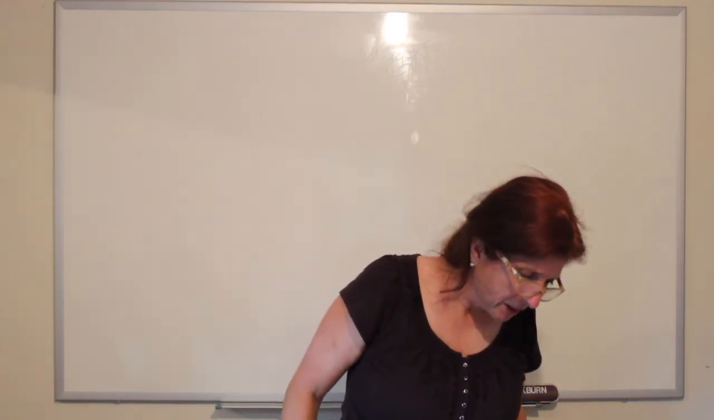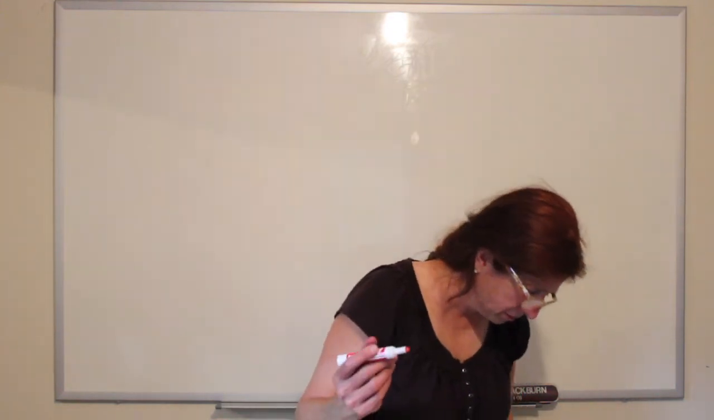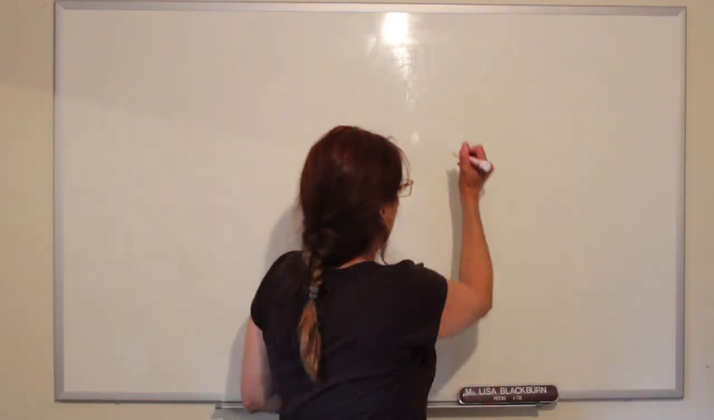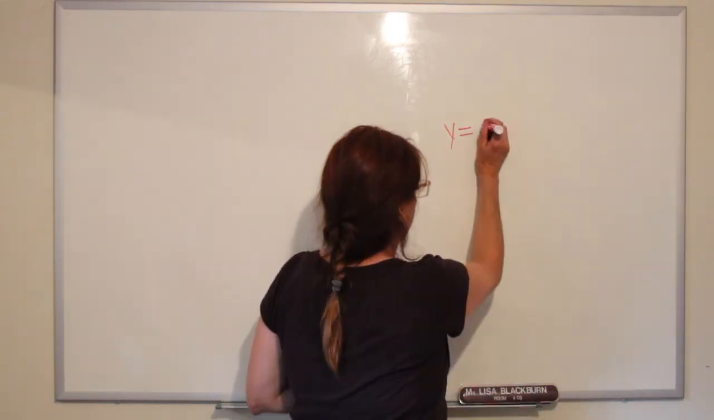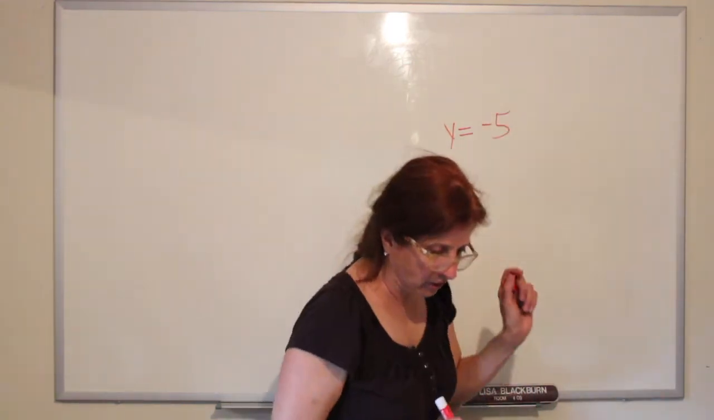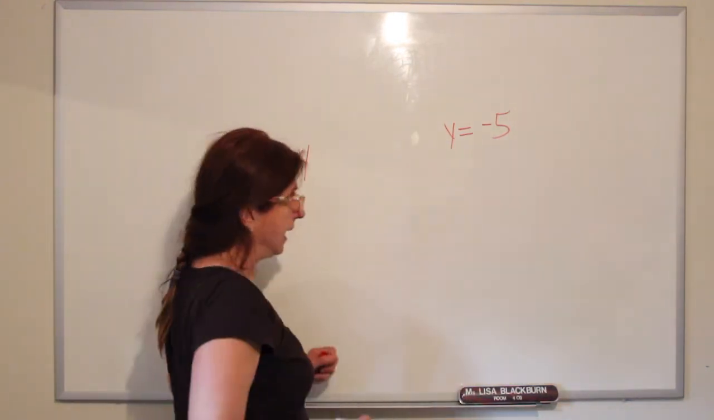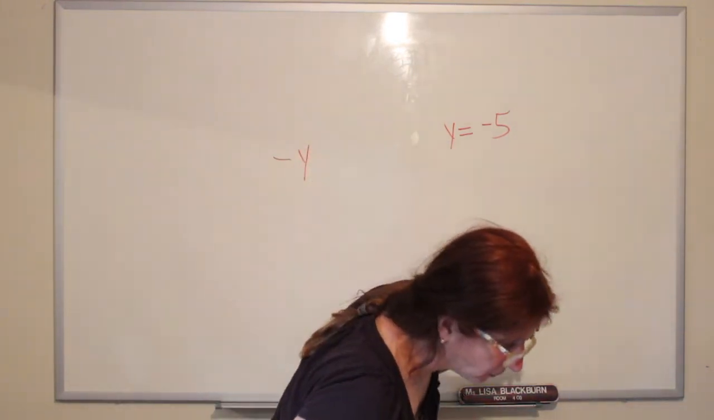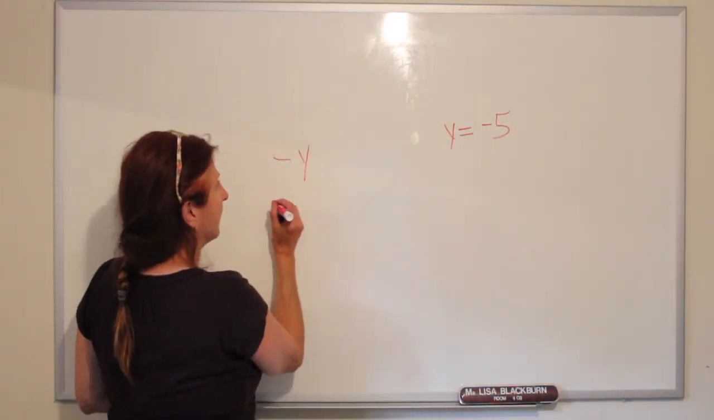Okay, here's a problem. Evaluate the expression when y equals -5. Turn your book to page 24. So write down your knowns and unknowns. Y equals -5 over here. Write the problem over here. And we're going to fill it in. We're going to substitute and put in -5 for y.